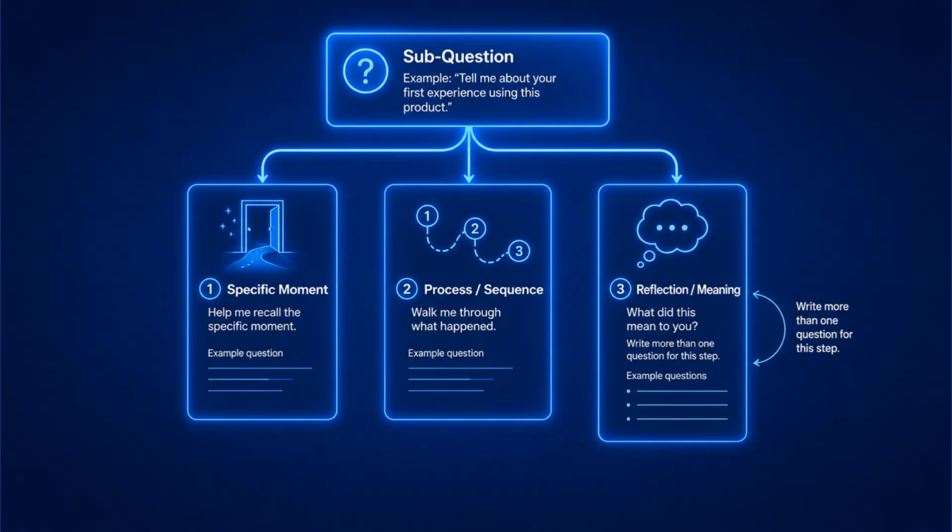Inside Step 3, it can help to write more than one question for a sub-question. One question might ask for a specific moment. Another might ask for process or sequence. Another might ask for reflection or meaning.